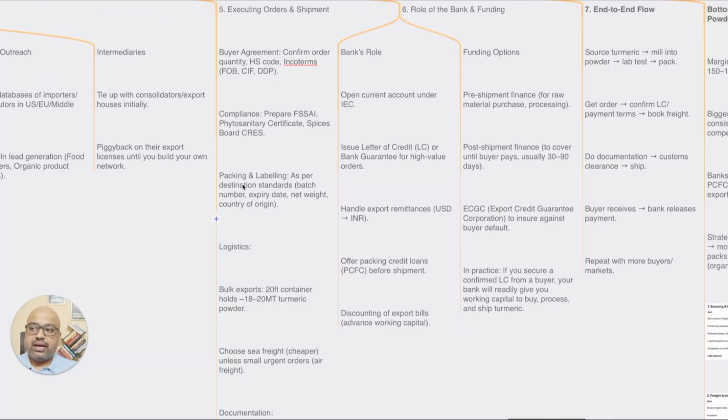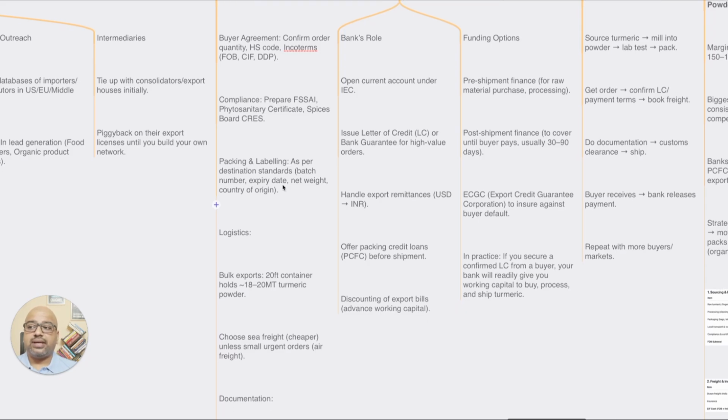Packaging and labeling. As per design standards, batch number, expiry date, net weight, country of origin, and the manufacturer info need to be mentioned. Many people asked: Sir, I'm a merchant trader, but a manufacturer provides me the powders, do I need to mention his manufacturing details? Yes, you need to. FSSAI mandatory rules say you need to mention the manufacturer and the plant address on the packaging. That is very much mandatory. So follow all of those rules.